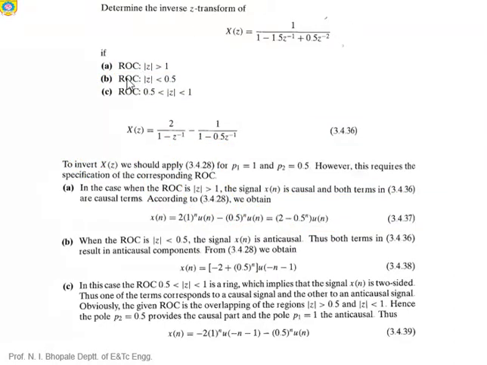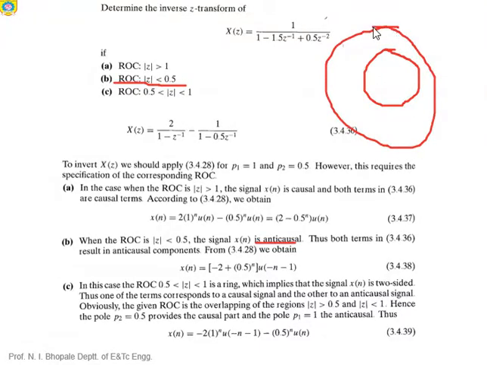Now further, if someone wants to go for, let's say, mod z less than 0.5, that is case number B, here the sequence is anti-causal. It means, let's say this is one circle with 0.5 radius, and this is another circle with radius 1. So everything is concentrated at less than 0.5. So obviously this outer circle must be concentrated for less than 1. In order for this entire thing to happen, so as to get the common region of convergence as less than 0.5, this is what we need to do.